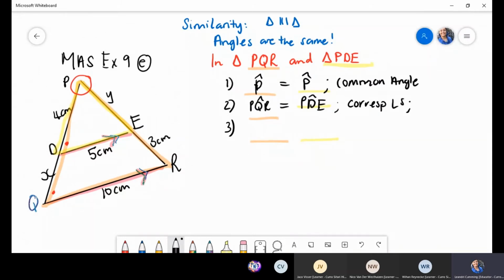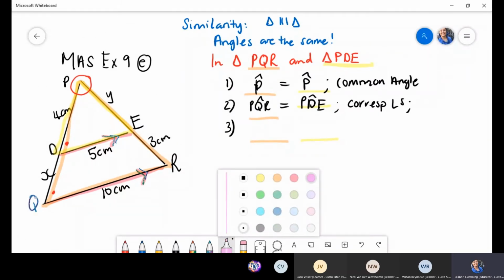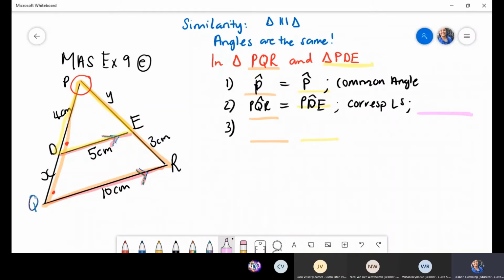we must add something here. NB, we must not forget to state which lines are in fact parallel to make that statement, because corresponding angles will not exist if they weren't parallel lines. Therefore, because DE is parallel to QR, I've added that in for the sake of the proof. And then thirdly, I will make the statement, great, that angle E is equal to angle R. Or you can go straight to third angle would be the same because of the sum of the interior angles of a triangle. That is also correct. So angle P or Q is equal to angle PED.